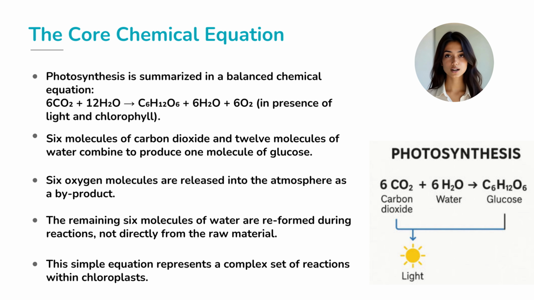Science loves to simplify complexity into neat equations, and photosynthesis is no exception. The entire process can be summarized as 6CO2 plus 12H2O, in the presence of light and chlorophyll, gives C6H12O6 plus 6H2O plus 6O2. In words, 6 molecules of carbon dioxide and 12 molecules of water combine under sunlight and chlorophyll to form 1 molecule of glucose, 6 molecules of oxygen, and 6 molecules of water.